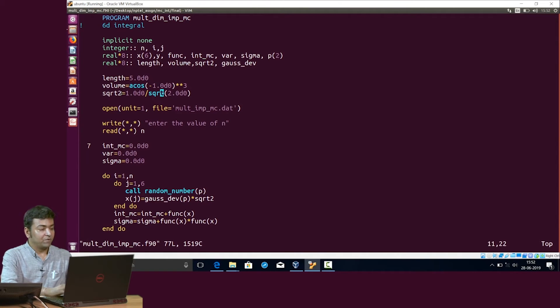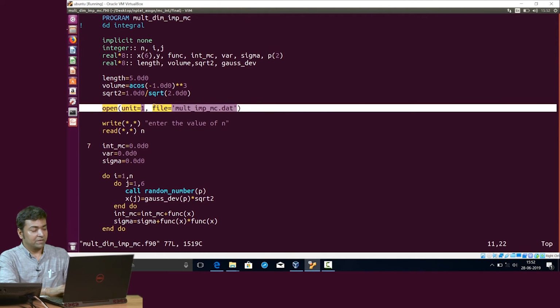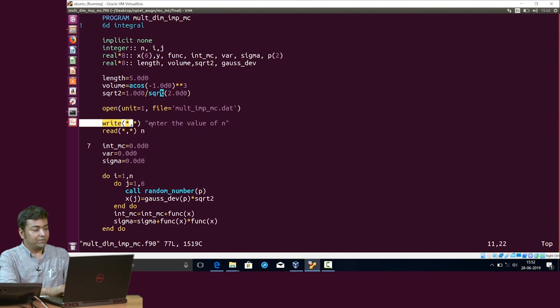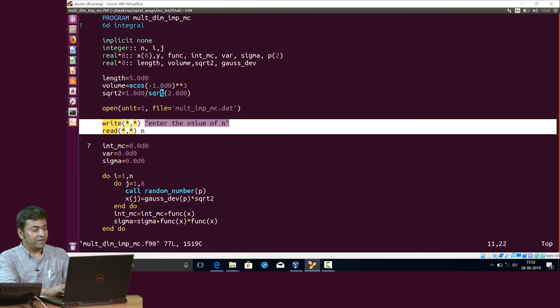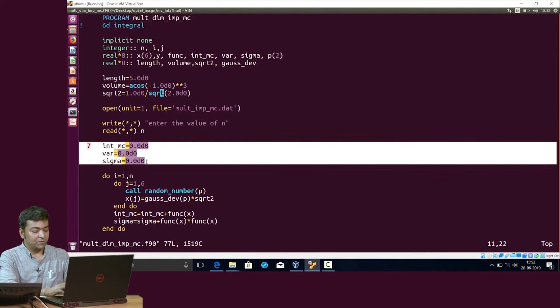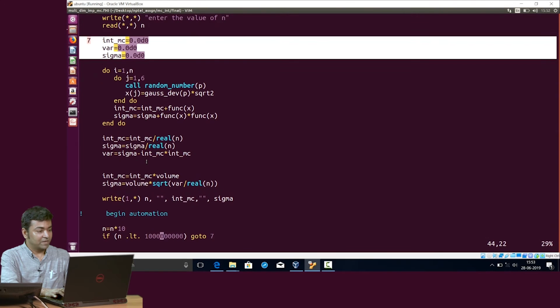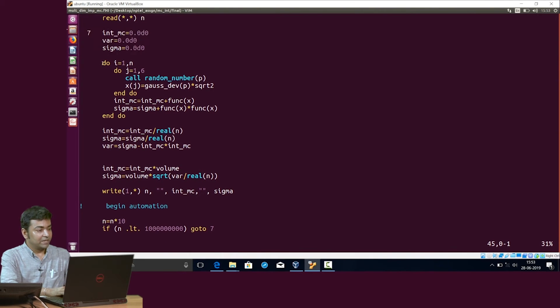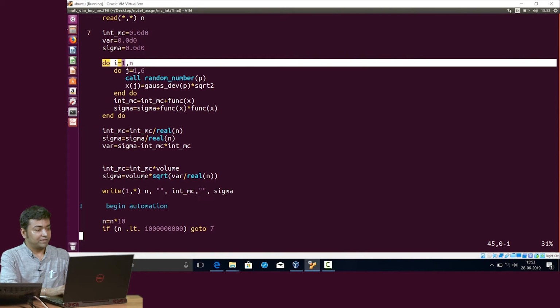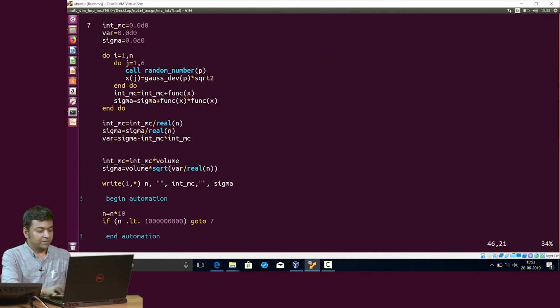And then, as before, we write the values of my integral and the error in this file for different values of n. We ask the user to supply the starting value of n, and then I read that same thing. Then I set my different variables to 0, and then I start doing the average. Basically what I am doing here is the average, the first loop. Unlike before, now I have 2 do loops. This is the first loop here, starting with do I equals 1 to n, and it ends here. And then I have the second do loop.